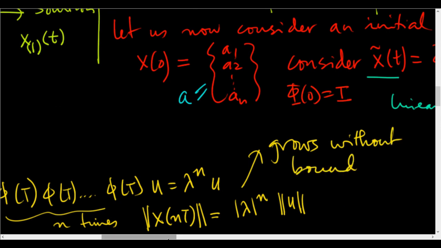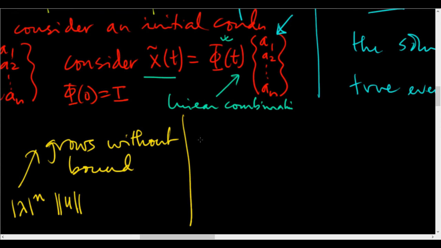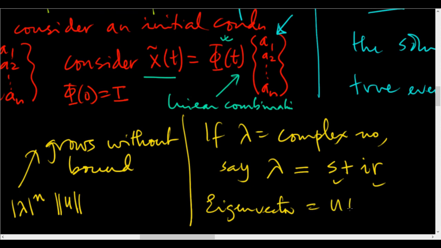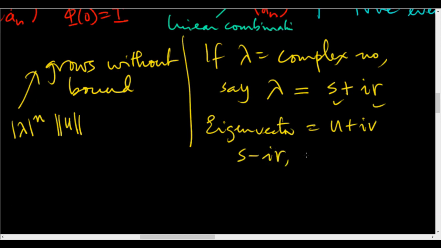What happens if lambda is complex? So if lambda is complex, then the eigenvector is equal to u plus iv, then you see the conjugate eigenvalue and u minus iv will also be there, and there are real solutions that are still unbounded.